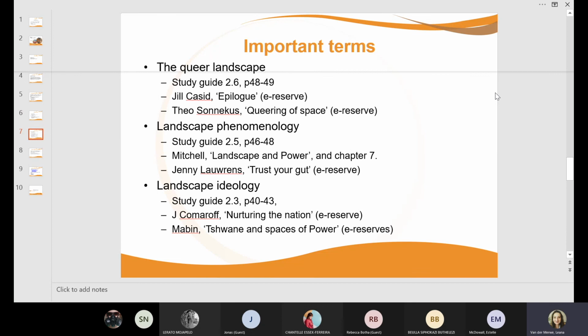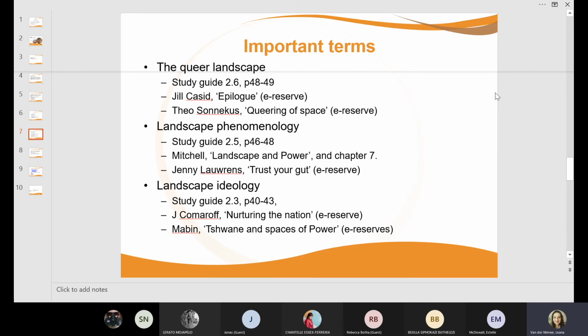The next one, the queer landscape. There's a little section on that in the study guide. And then there are 2 e-reserves. The one is by Jill Cassette, and the other one is by Theo Sonicus. So you may read those 2 e-reserves. But this is the kind of topic that you will find a lot on if you look at the e-journals on the library website as well.